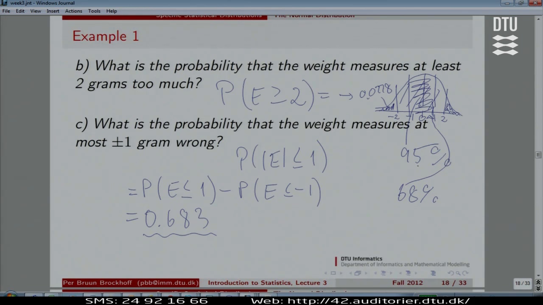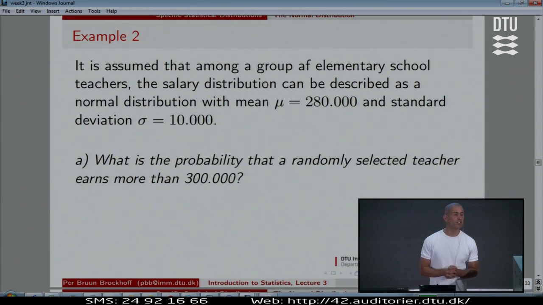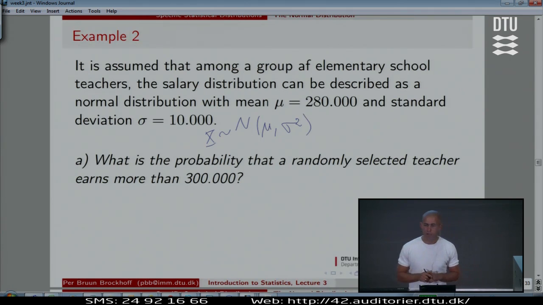Let's move on with some more examples of calculating with the normal distribution. We just saw this using the standard normal. Now we're going to have a more general normal. So in this case, we have some x, which is normally distributed with mu and sigma squared. This is just the way we put it. It's just code for saying that the mean is 280,000 Danish kroner and the standard deviation is 10,000 Danish kroner.